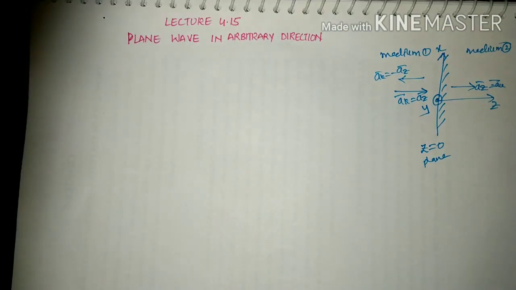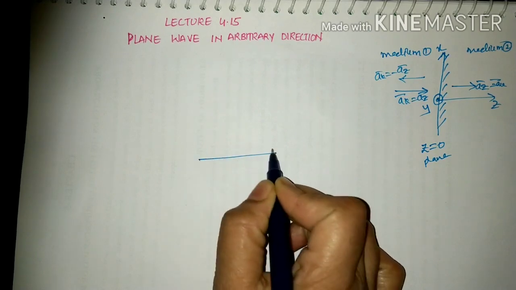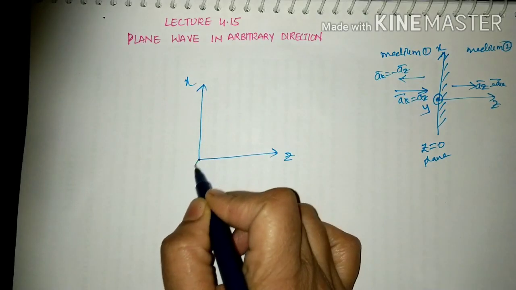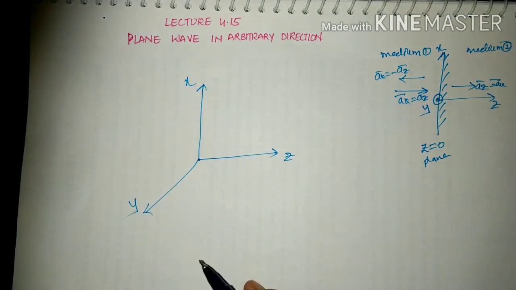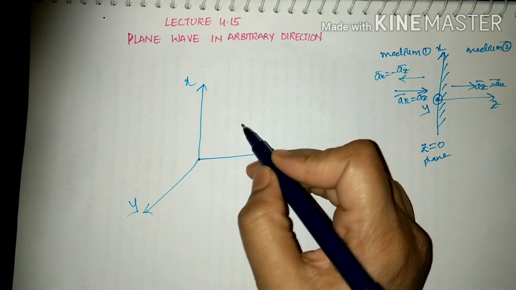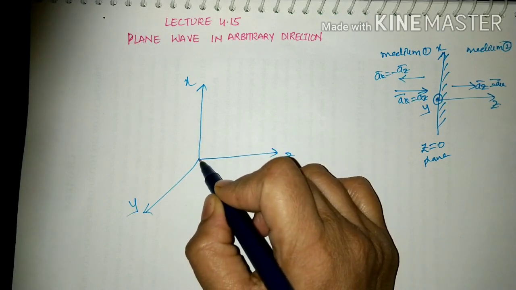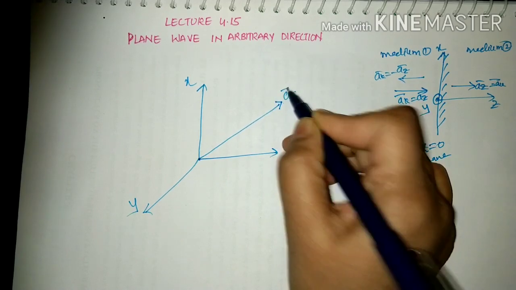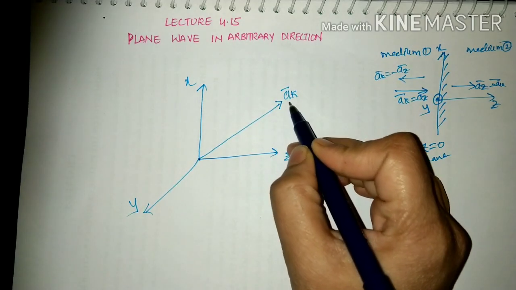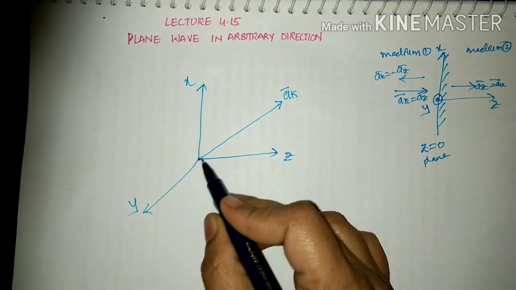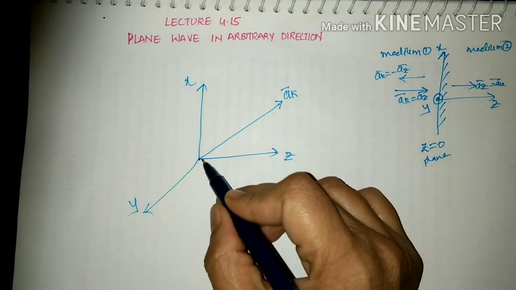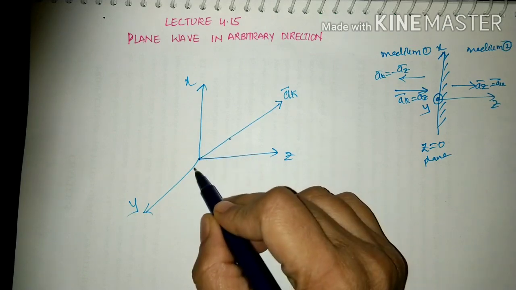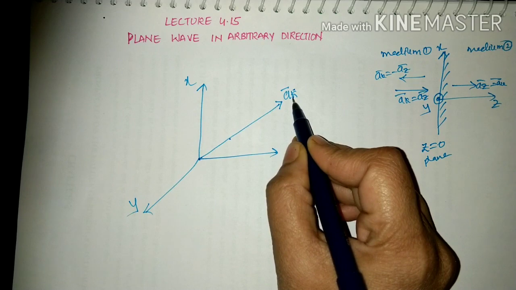Let us consider the coordinate axes. This is z, x, and this is y. Let us assume the wave is propagating in some arbitrary direction. Let this be the direction of the wave propagation, where the unit vector along the wave propagation is given by a_k bar. In this direction the wave is propagating. Now we have to represent mathematically the expression for the electric field and the magnetic field corresponding to the wave propagating in this direction.